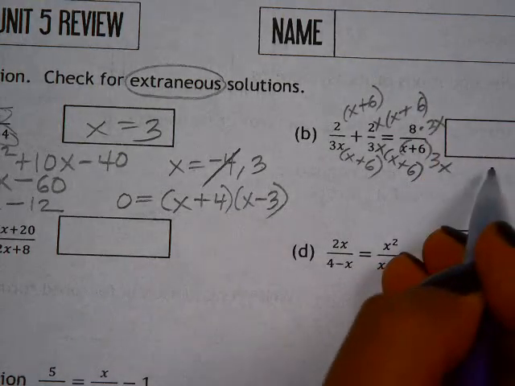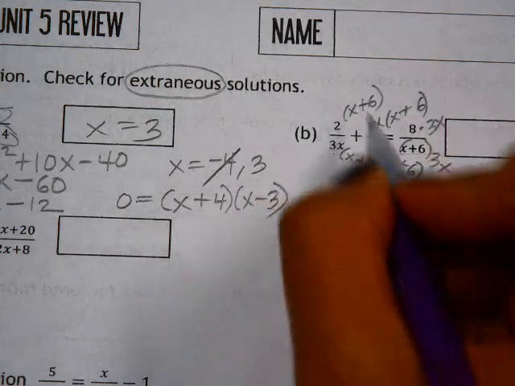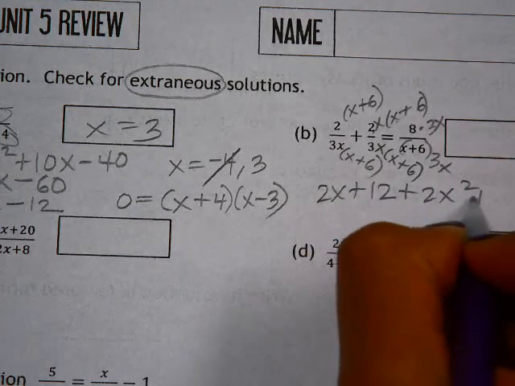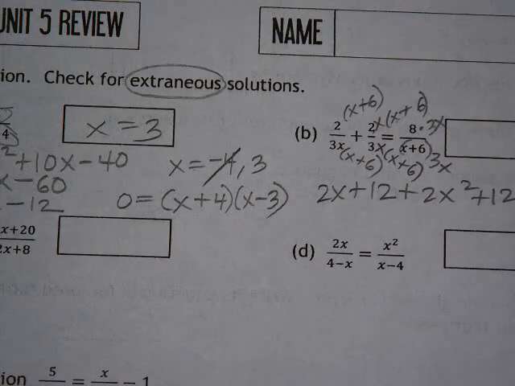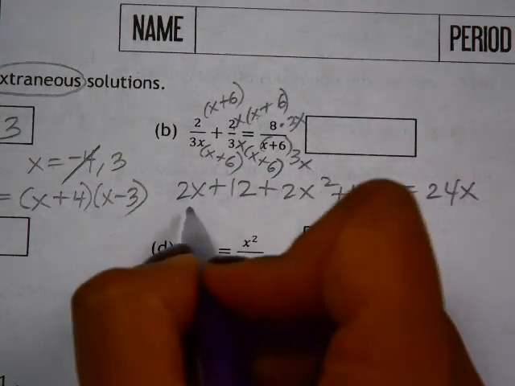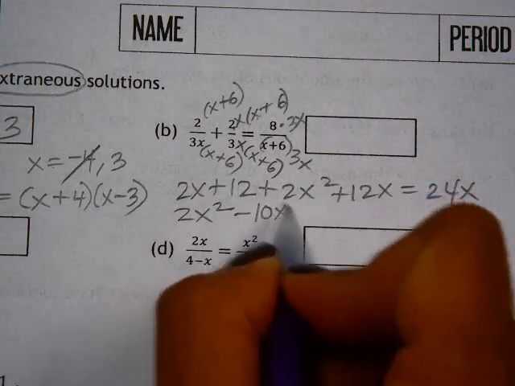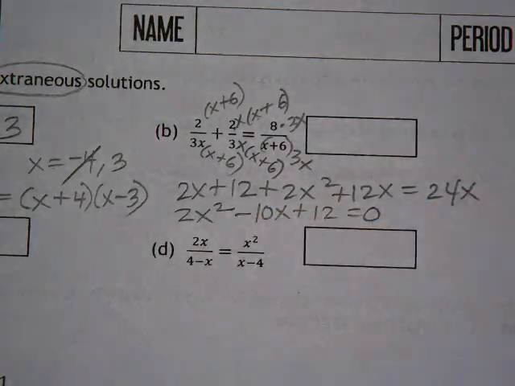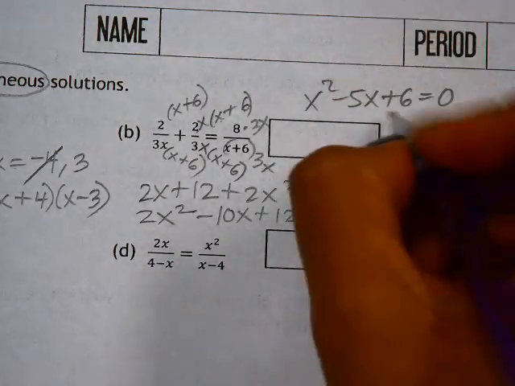Once all denominators are common, then we can ignore the denominators and rewrite just the numerators. So 2x plus 12 plus 2x squared plus 12x equals 24x. So again, we have a quadratic that we need to set equal to 0. So 2x squared, 14x minus 24x is minus 10x, and then plus 12 equals 0. We can divide all of that by 2, which gives us x squared minus 5x plus 6 equals 0.